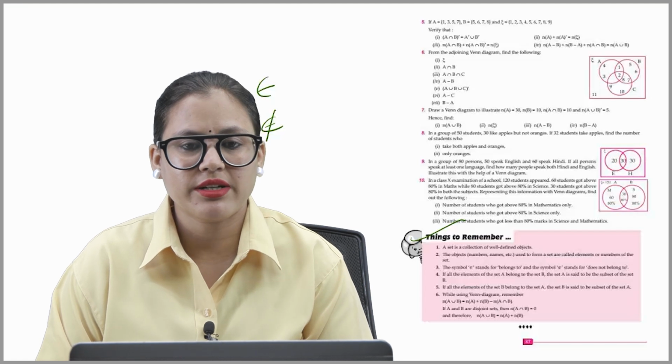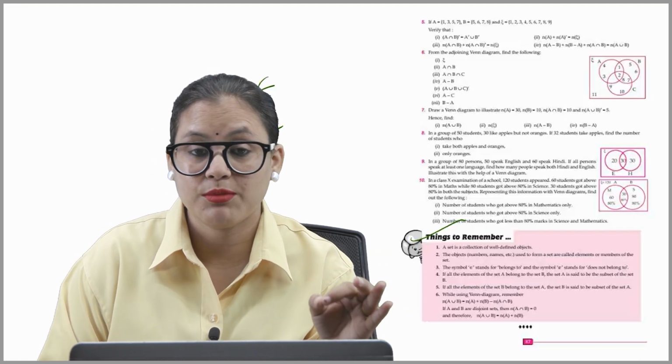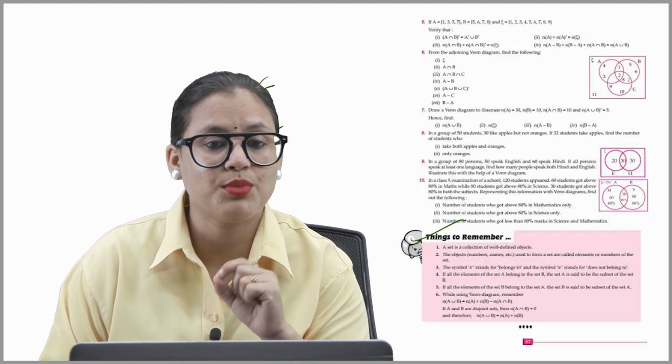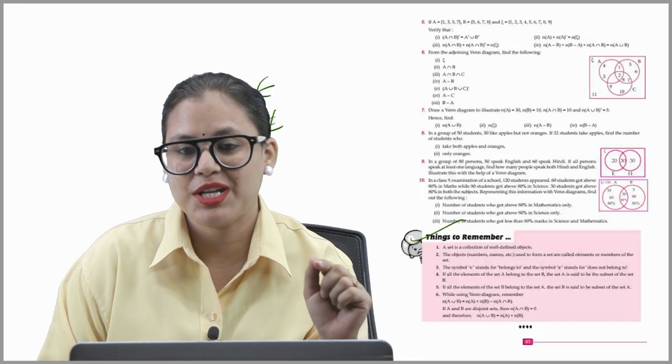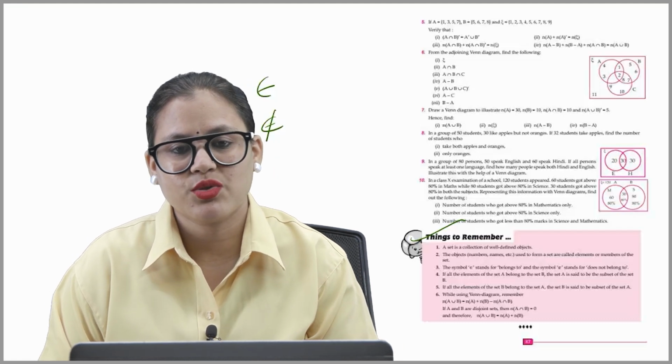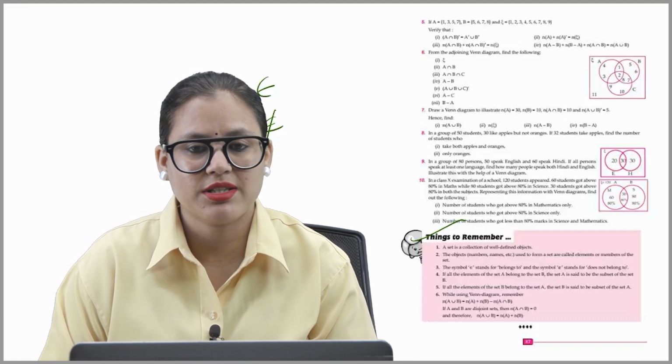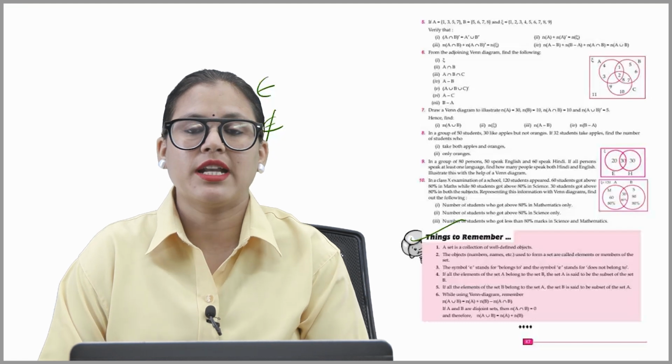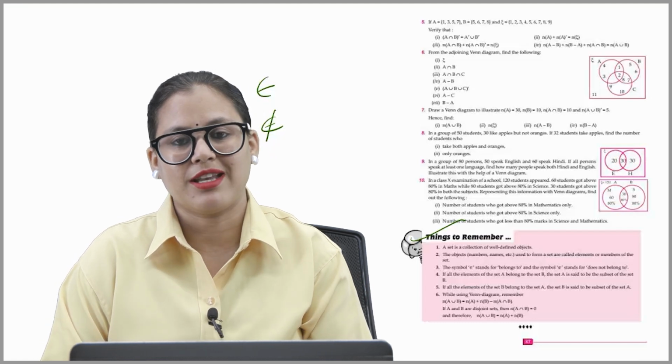6. While using Venn diagram, remember n(A union B) is equal to n(A) plus n(B) minus n(A intersection B). If A and B are disjoint sets, then n(A intersection B) is equal to 0 and therefore n(A union B) is equal to n(A) plus n(B).